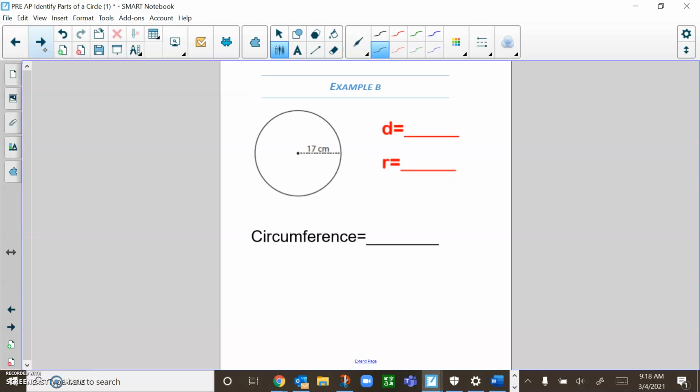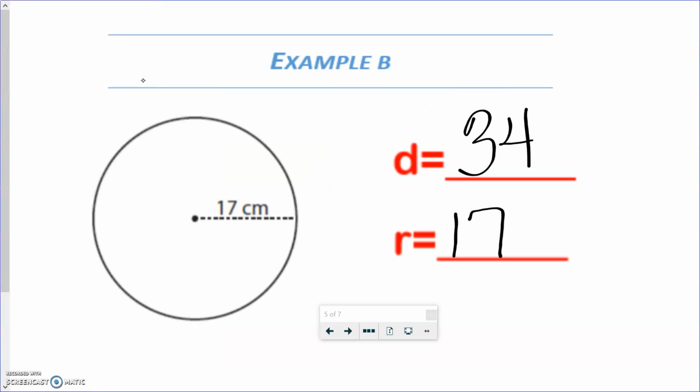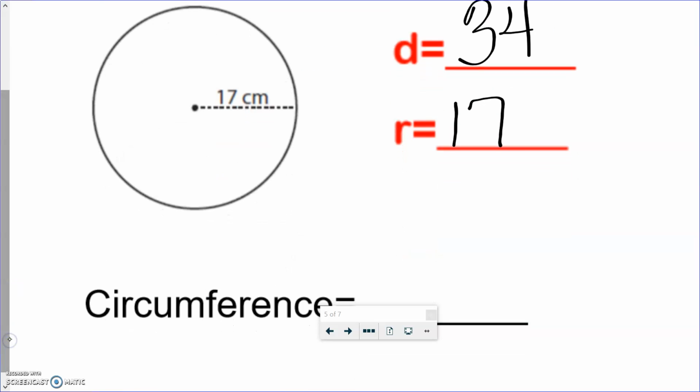Next, I am given a circle. This time I have my radius, and my radius is 17. Since my radius is 17, that means my diameter is 34, because I multiply my radius by 2 in order to find my diameter. And now, since I am given radius, I'm going to use the formula circumference is equal to 2 times pi times radius. Okay, so I'm going to go ahead and put that in our calculator.